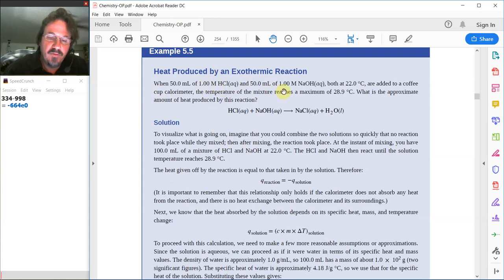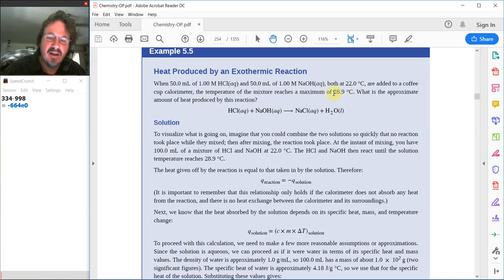And 50 milliliters of a 1 molar sodium hydroxide solution. Alright, so again, 1 mole per liter. We're going to mix them together. 22 degrees is my initial temperature. They're added to a coffee cup calorimeter. What is that? That's simply a styrofoam coffee cup, maybe 2 of them put together. That's my insulated box. So it's a calorimeter, just like any of the other ones are. Right? The temperature reaches a maximum of 28.9.